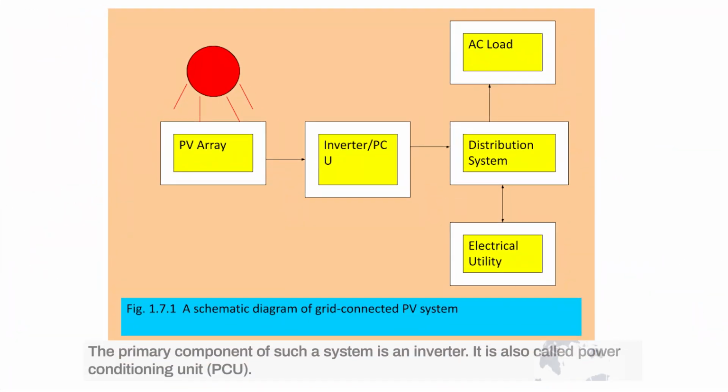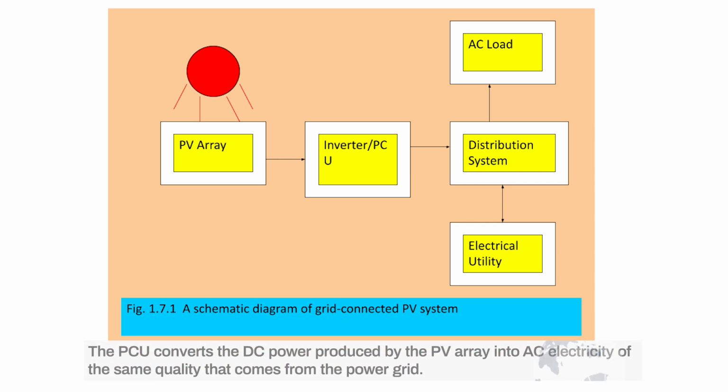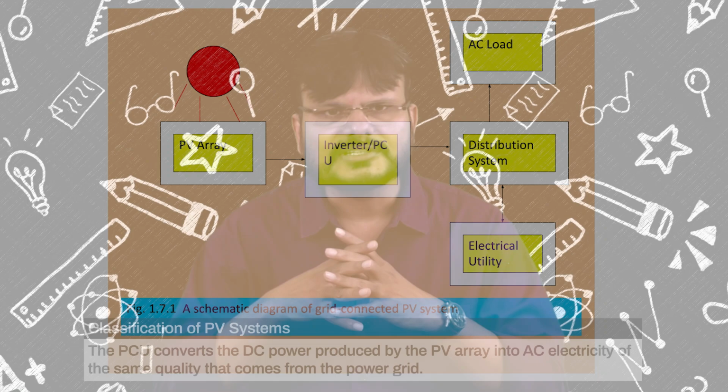So now we will discuss what is a grid connected PV system. In a grid connected PV system, as shown in the figure, the primary component is an inverter. It is also called power conditioning unit, that is PCU. The power conditioning unit converts DC power produced by the photovoltaic array into AC electricity of the same quality that comes from the power grid. Any energy that is not used is fed back into the power grid for others to use.